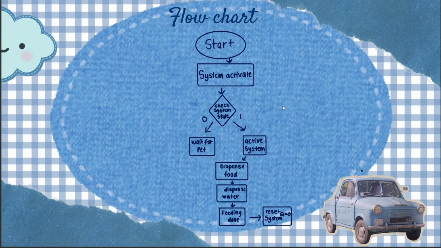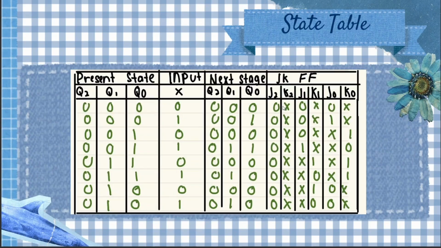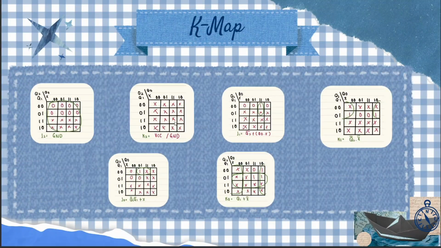Looking at our project and state table, the system follows a clear sequence. It waits for the pet, checks the sensors, and dispenses food and water. We map this transition from state 000 to the final feeding state to ensure a smooth operation. To simplify our circuit, we use Karnaugh maps for each flip-flop input.